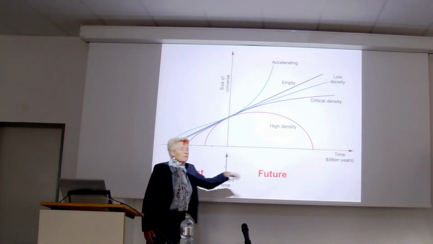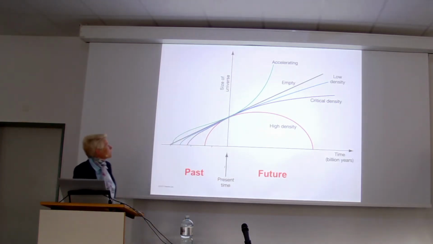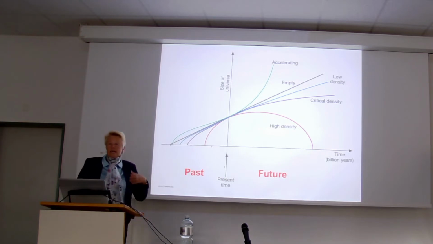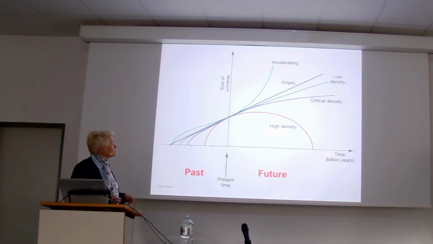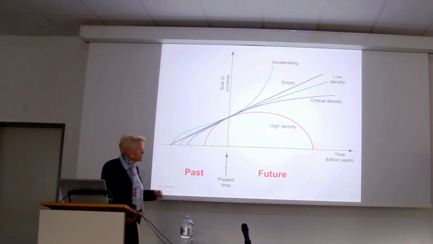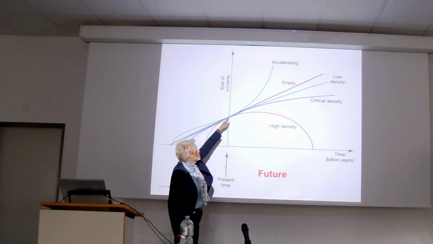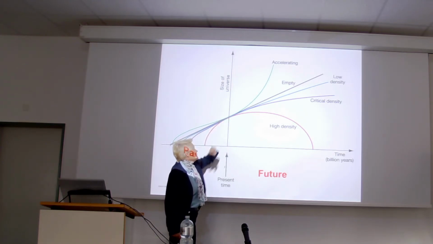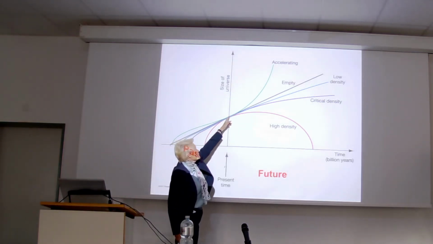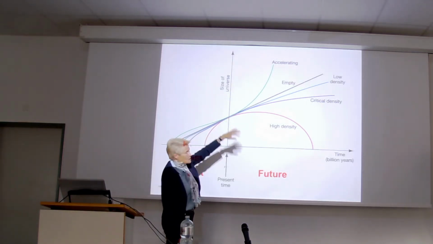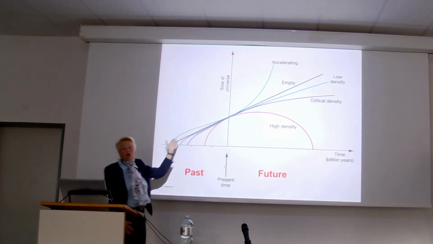Here is the future. And on the y-axis, there is something like the size of the universe, or distances between objects in the universe. And we know one point. We measured it at the present time. We know here the distances between objects from the measurements that I've just shown you. So this is the only thing that we know. From this, we can make a lot of models.